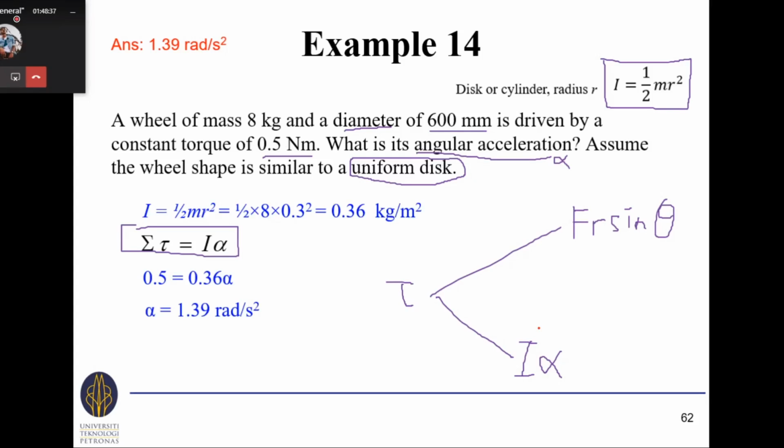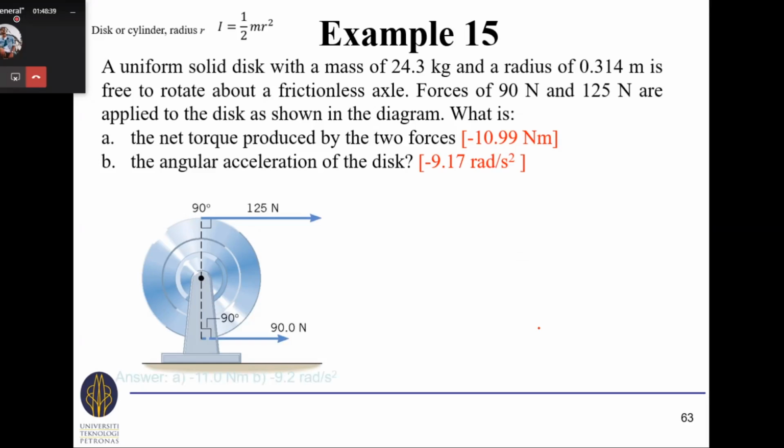Okay, last but not least for today, it's example 15. I give you 3 minutes for you to do it, and the answers are written in red. Try to find your answer when the question is giving you two things that you need to find: net torque and also angular acceleration. So try to do it.